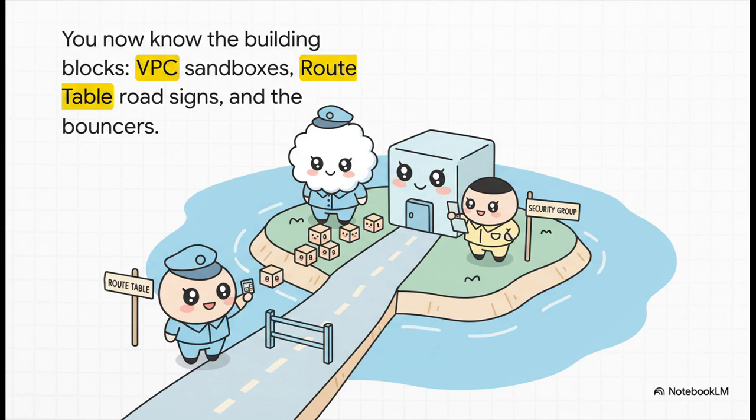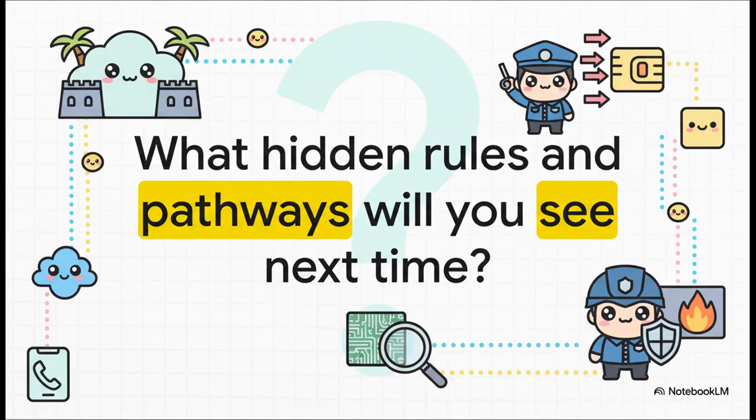You understand that behind every app is a private VPC sandbox. The data flowing around is guided by those route table road signs, and all the access is controlled by our two bouncers, the security group, who's the bouncer at the specific building's door, and the network ACL, who's the border patrol for the whole area. It's like, with this new knowledge, you've gained a kind of X-ray vision for the digital world.